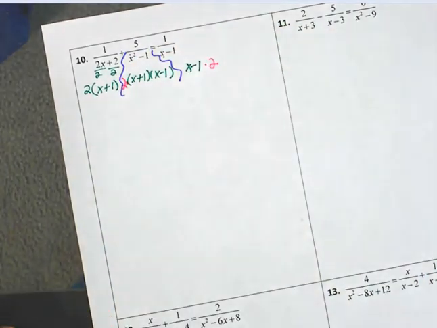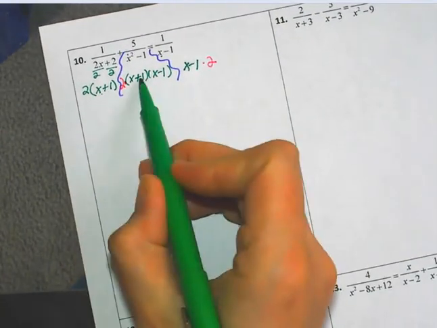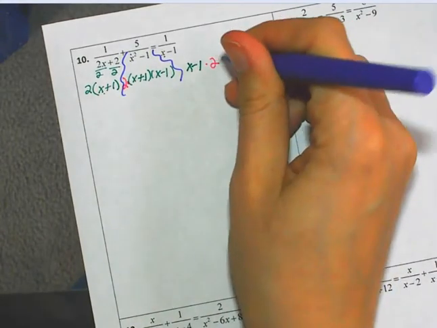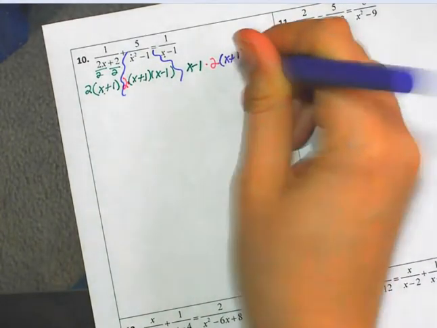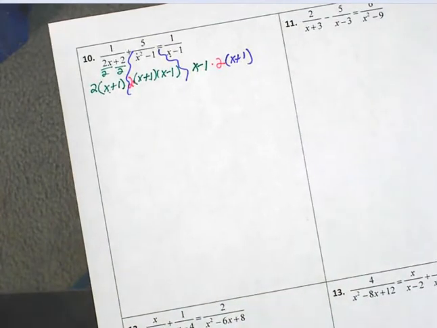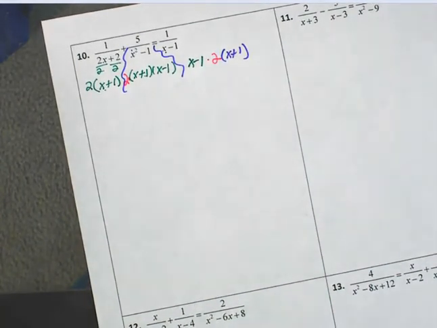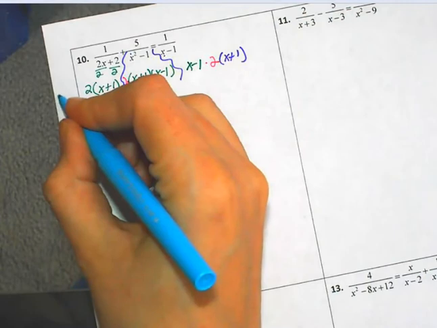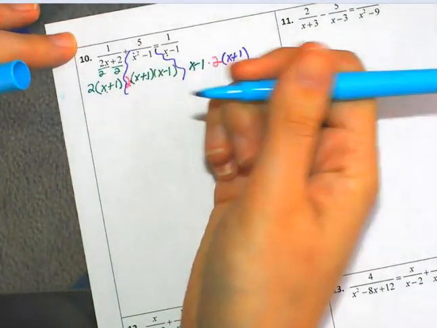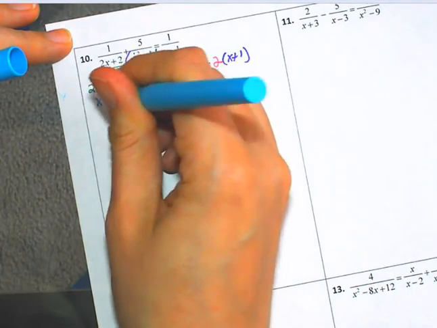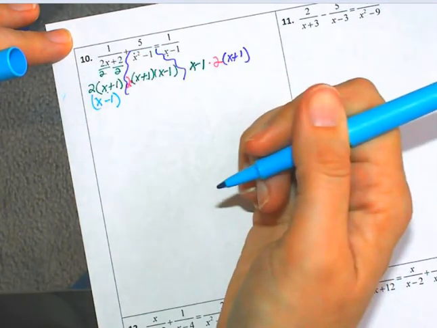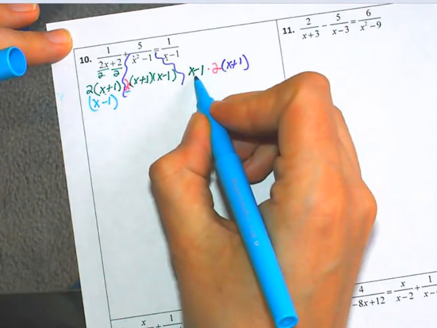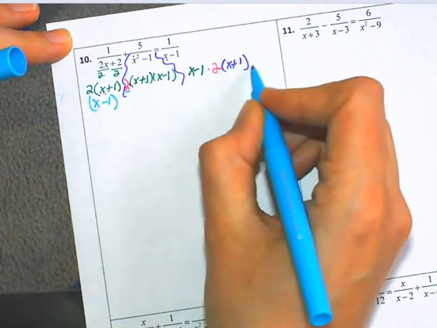Okay, and then I have x plus 1 here. This has an x plus 1, but this doesn't have an x plus 1. So I'm going to multiply this one also times x plus 1. And then the next one, this has an x minus 1, but this one doesn't have an x minus 1. So we're going to multiply times x minus 1. That's what we're missing from that one. We're missing the 2 from this one, and this one already has an x minus 1. Okay, so all we're missing from this one is 2 times x plus 1.